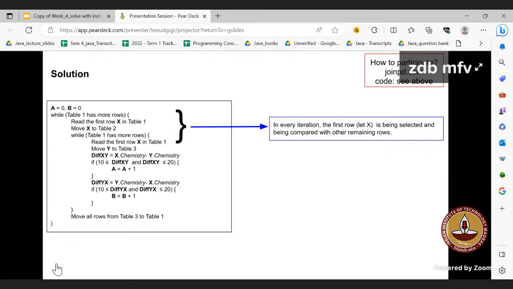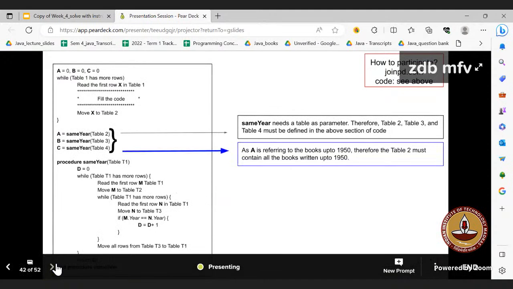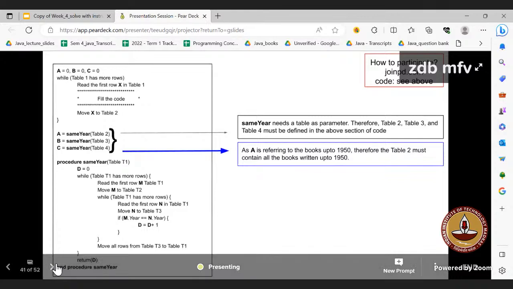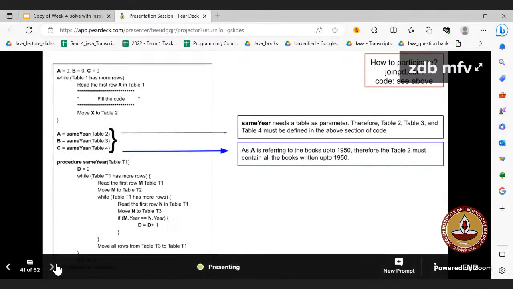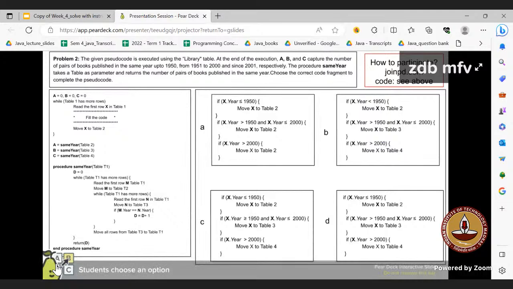Ma'am, can you please explain the second question briefly? Ma'am, I also have this question. Yes, ma'am, the second question. Okay, which part is not clear? The procedure, the same year part, or the upper part? Which part is not clear for you? The entire thing. Okay.